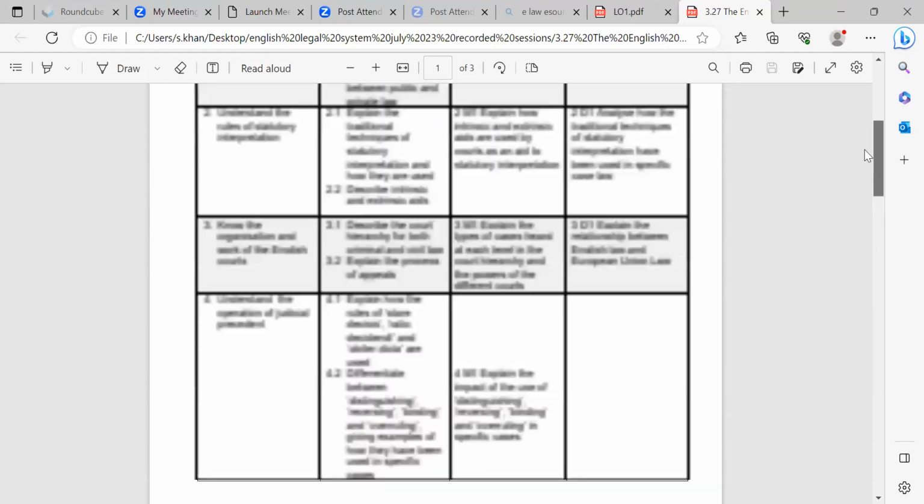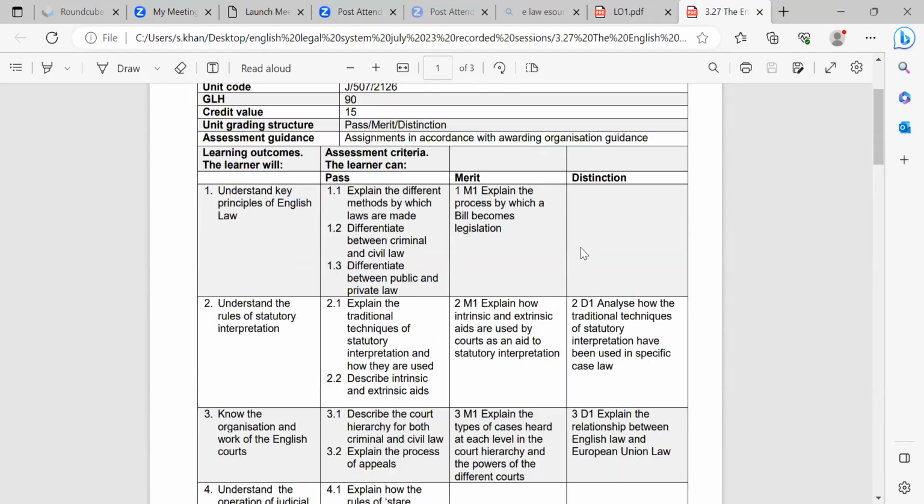And what we'll be looking at in regards to this is identifying the key concepts and the terminology around this in regards to trying to meet the learning outcomes in regards to the criteria. Today we'll be looking at learning outcome 1, which is to understand the key principles of English law. So now I'm just going to bring the slides up for you.